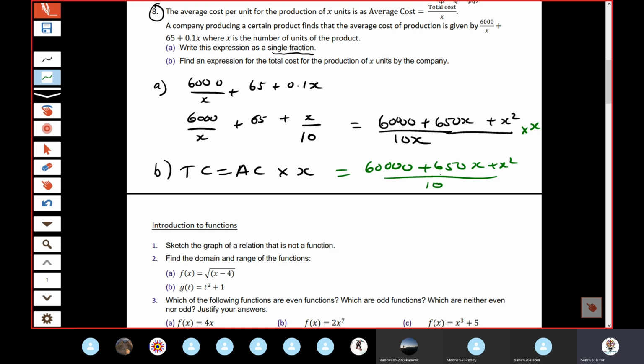I know you guys are still struggling with the words. You've got to understand how simple the math is meant to be. You're meant to kind of move away from the words. Don't let that scare you. So yeah, TC, total cost, is equal to average cost on X, which means just times by the X. Any questions?